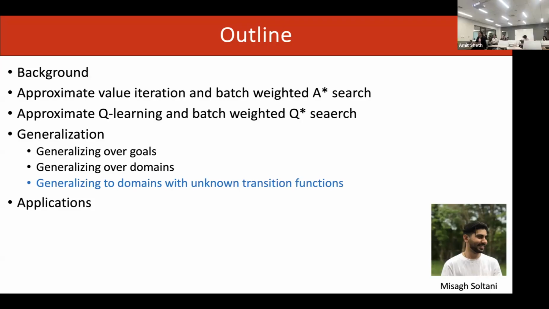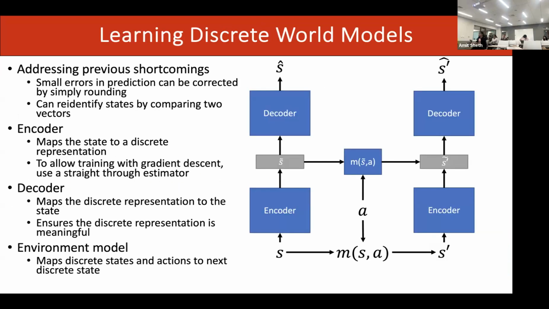Now, what if we actually don't know the rules of the domain? Before, we were assuming that if I know I'm in a state and I take this action, I know exactly what happens next. But what if we don't know exactly what happens next? This often shows up in things like robotics.